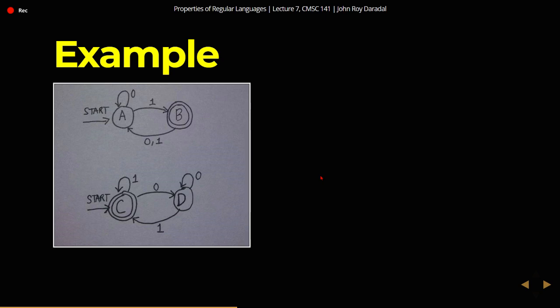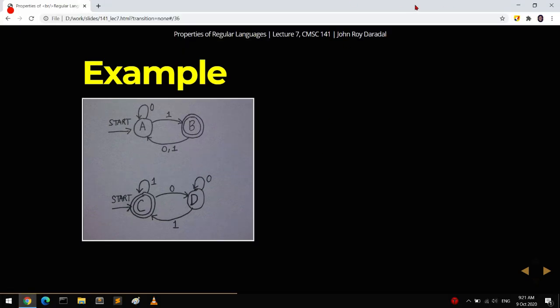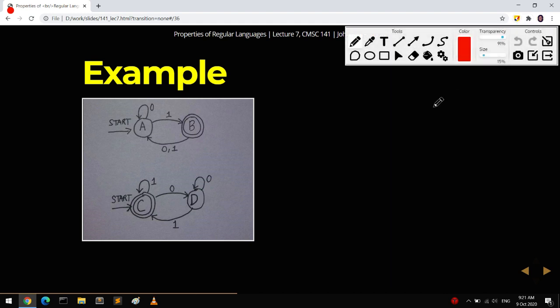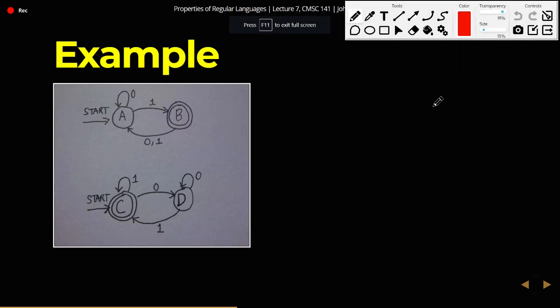Given these two DFAs, let's now create the corresponding product DFA. We will have 4 states: A, C, then A, D, then B, C, and B, D. First of all, where did we get these states?